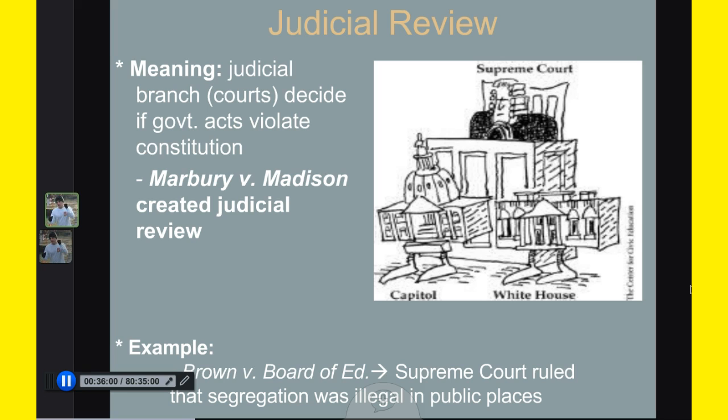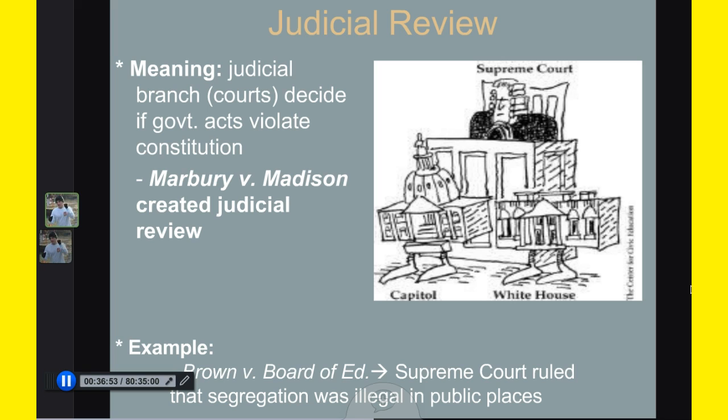A very important thing that you have to know about judicial review is the fact that a very important court case created judicial review. This court case is called Marbury versus Madison. In Marbury versus Madison, the court decided that the Supreme Court has the power to throw out any law it sees as violating the Constitution. If you look at this cartoon on the right, you'll notice how the Supreme Court is sitting pretty high above the Capitol, which represents the legislative branch, and the Supreme Court is sitting pretty high over the White House, which represents the executive branch, or the president.